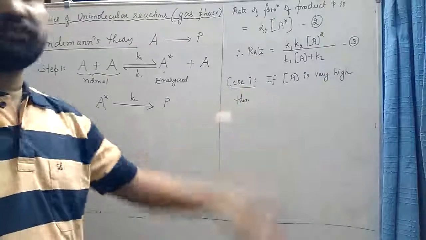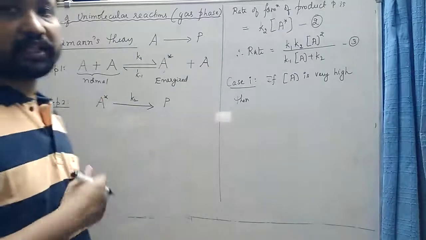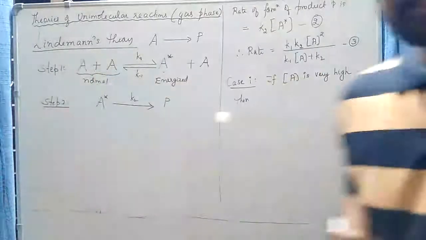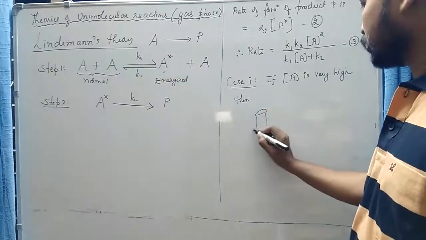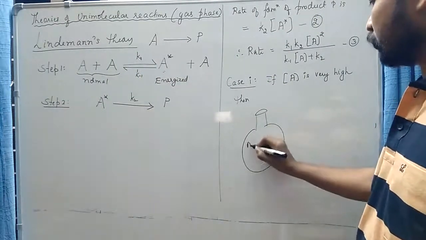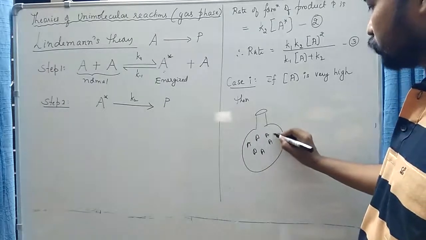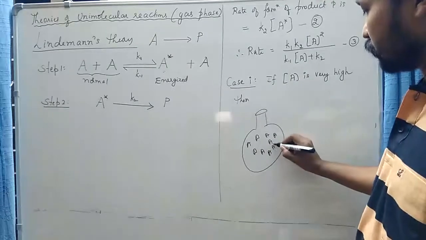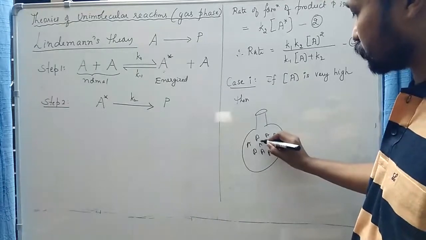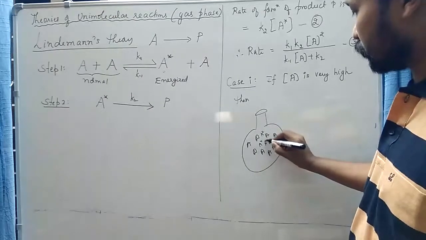So let us consider the first case. If the concentration of the reactant is very high, what happens? Okay, let us diagrammatically try to understand. So you have a reaction vessel where you have large concentration of A. So the molecules are very close to each other, and in between you have some energized molecules also.